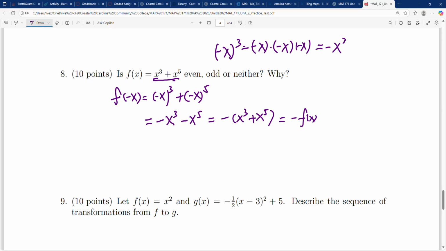And now you can see the left side of the equation is f of negative x, and the right side is negative f of x. So now you can see, based on the definition, this is an odd function.